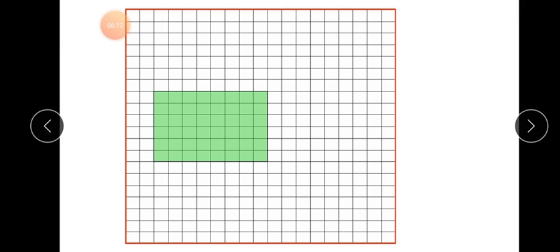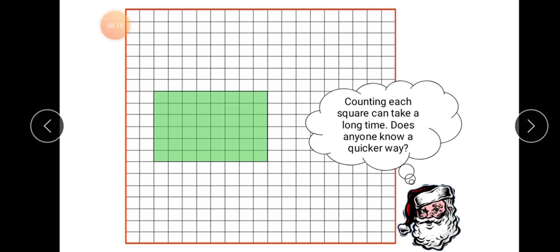Okay, let us see the next question. We have this rectangle with green color. The question is, we have to count each square and see how long it takes. Instead of counting all the squares, we can count in this manner. Now see, let us find the area in a simple manner.